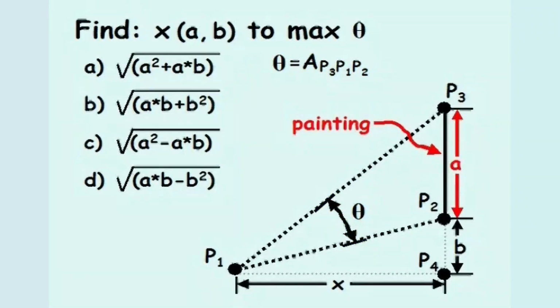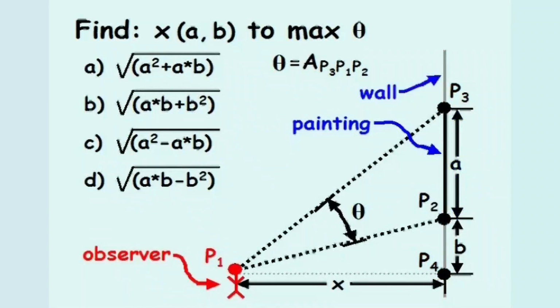A practical application of this problem is to pretend length A is the height of a painting, and the line containing line segment P3, P4 defines a vertical wall on which the painting hangs. And the eyeball of an observer is positioned at point P1, which is a horizontal distance x away from the wall, and a distance b below the bottom of the painting.